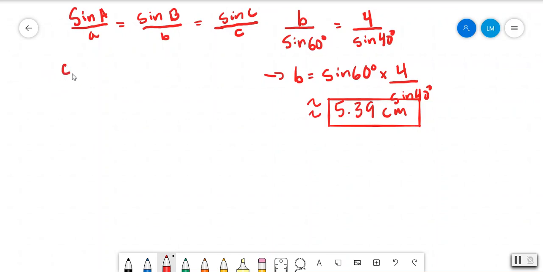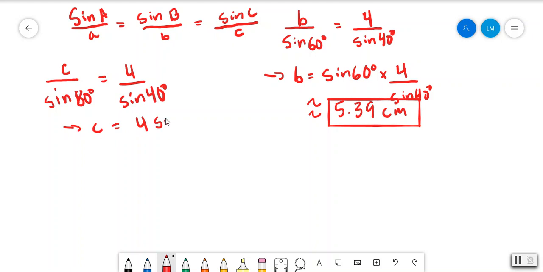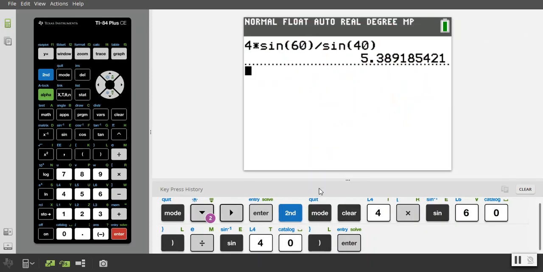Let's just write it over here, and that way we save some space. So we have that C divided by sine of 80 degrees equals, we'll just use 4 over sine of 40. So we get that C is equal to, symbolically, 4 times sine of 80 degrees, all divided by sine of 40. Now, when we go ahead and simplify this, we're just going to reduce down to 2 decimal places.